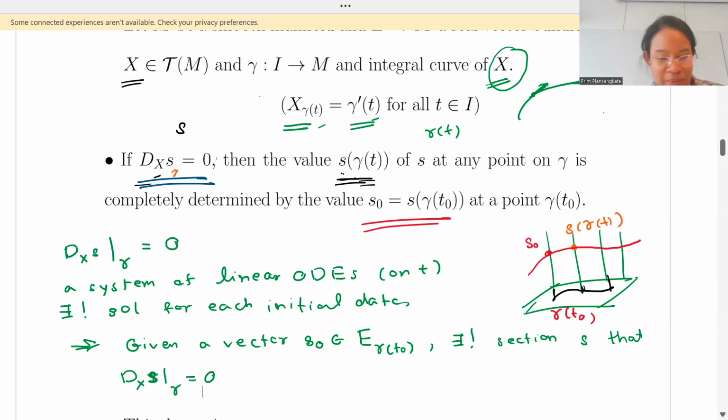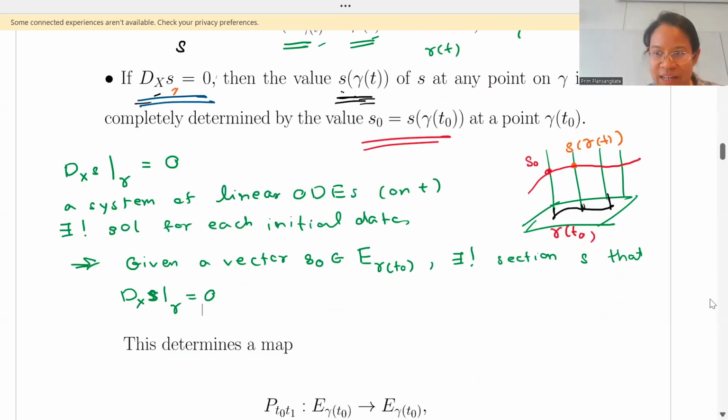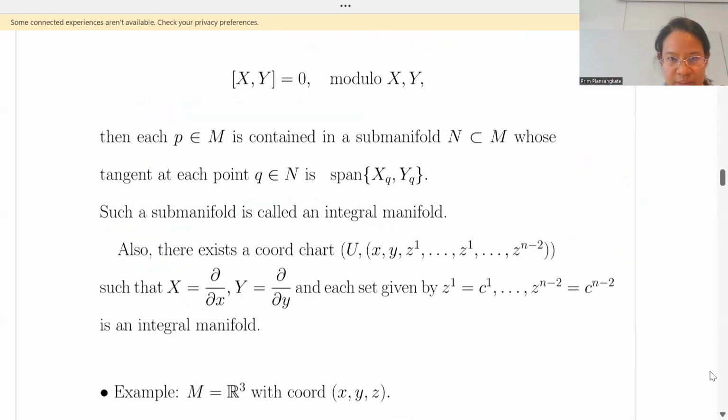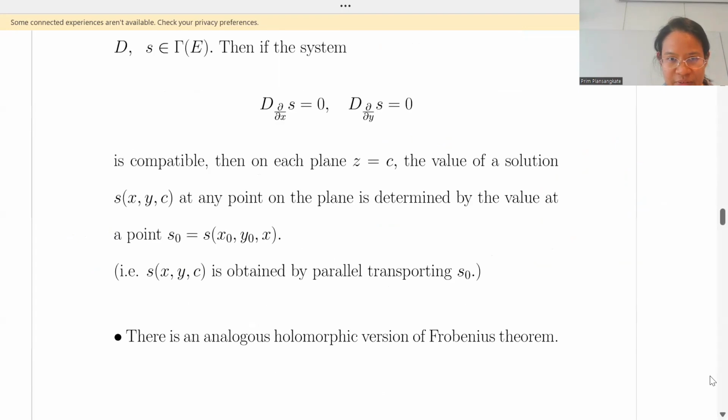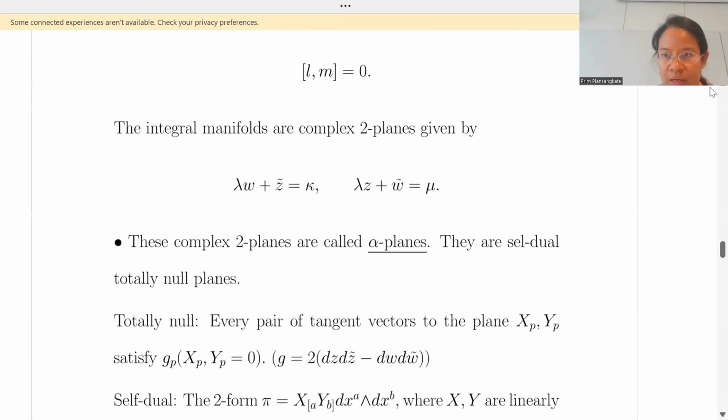Now, I'm running out of time, so let me just skip this and say briefly: this is what happens when we have the covariant derivative along one vector field equal to 0. But for the Lax pair, we have two vector fields, right? Sorry, I would just have to skip this.